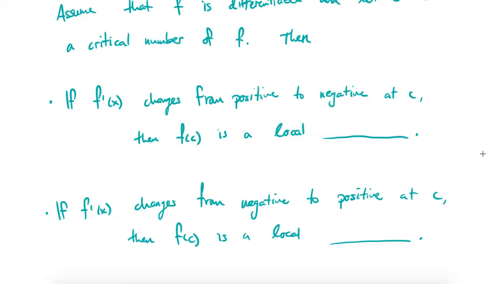Okay, if you're back, if the first derivative is changing from positive to negative, that means the graph was increasing and then it started decreasing. That's going to create a local maximum. And similarly, if my first derivative was negative, that means my graph is decreasing, and then the first derivative becomes positive, so my graph starts increasing. That's going to be a local minimum.